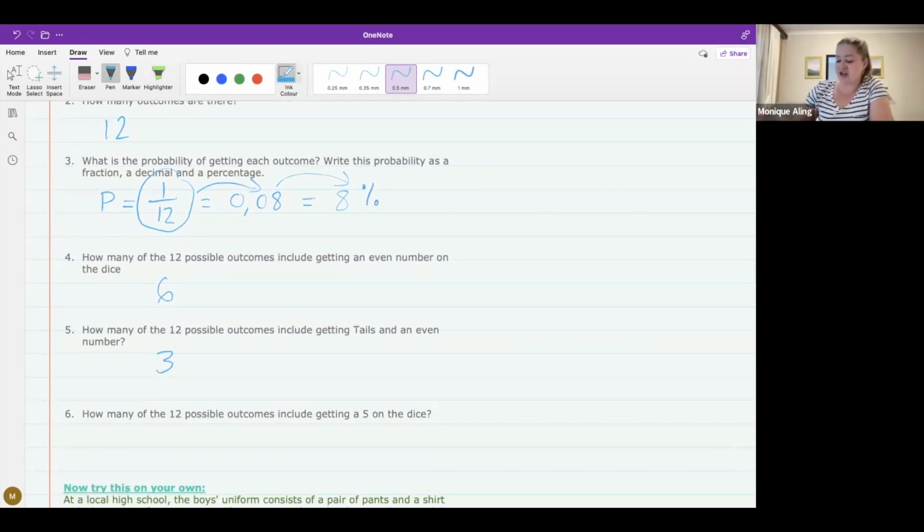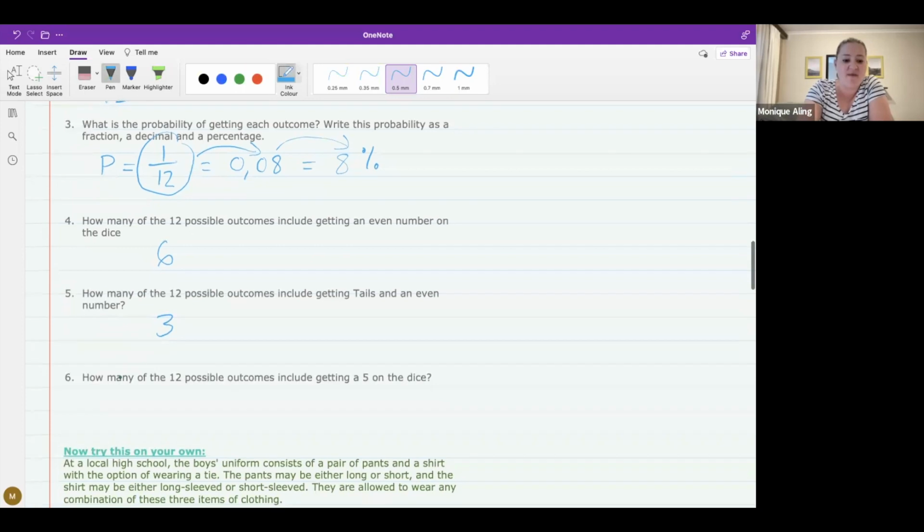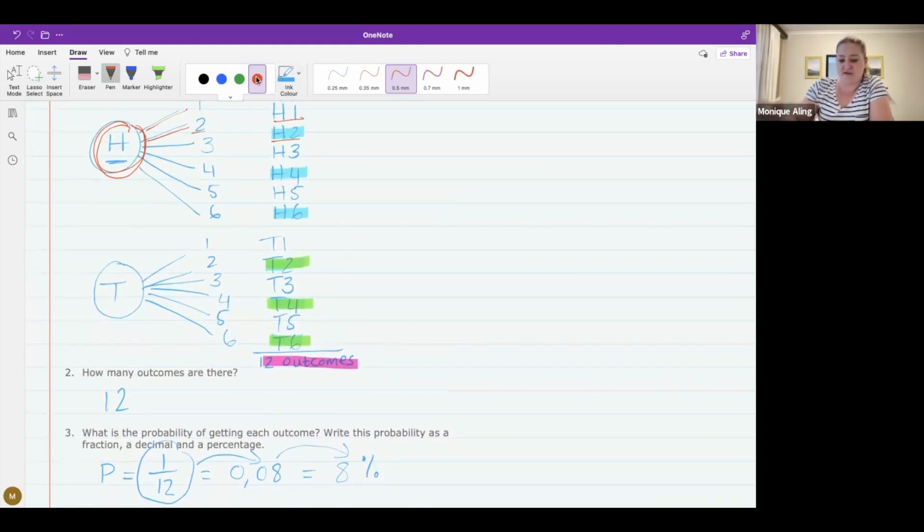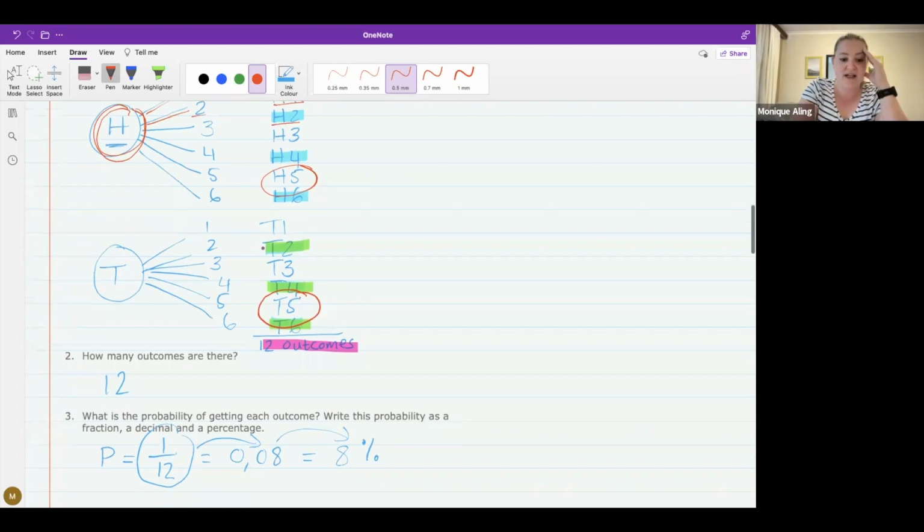And then the last question before we try another tree diagram, how many of the 12 possible outcomes include getting a 5 on the dice? So how many times do you see 5 in our outcomes? You see it over here and here. And I see we're getting 2, 2, 2, 2. Nice. So let's quickly check.